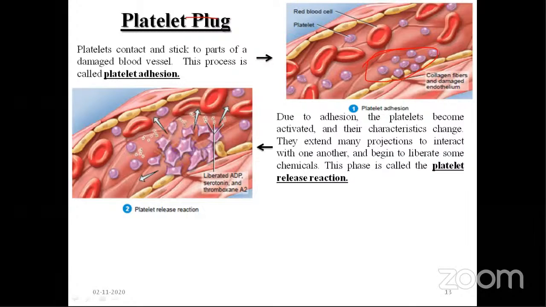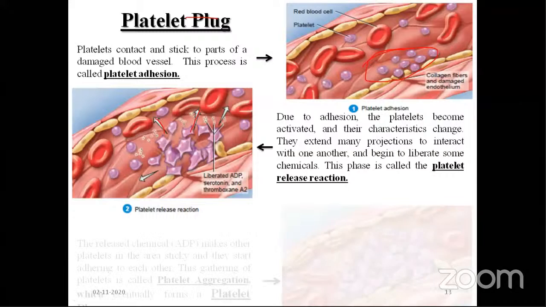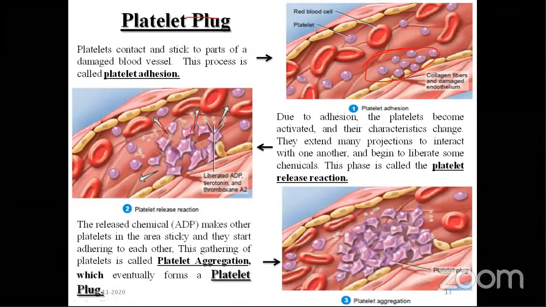See here, these damaged platelets start liberating these chemicals into the surroundings: ADP, serotonin, thromboxane A2. This response is called the platelet release reaction. The last step in primary platelet plug formation is the release of ADP. It makes all the platelets sticky.